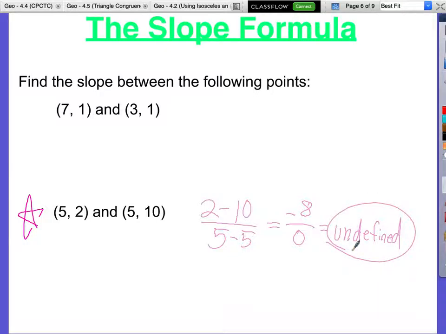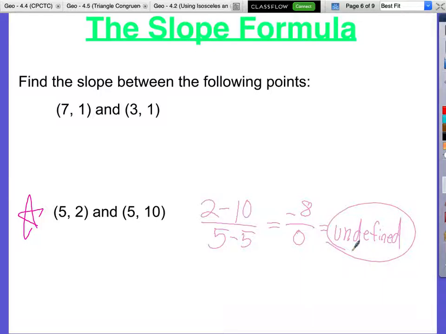Okay. So, Krista, explain what you did. Okay, why is it undefined? Okay, when you divide by 0, it's undefined, right? Every time, regardless of what number's on top. Very good. Anybody have questions on this one for Krista?